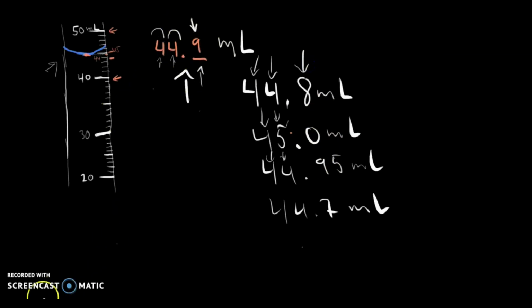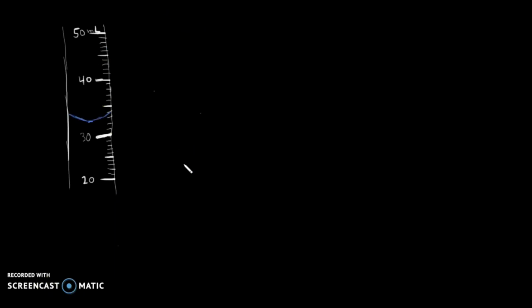Alright, so then how do these work in a practical setting? How do significant figures work when I'm taking a measurement, for example? Let's say we have a reading like this one, right? Where we have our meniscus right there.